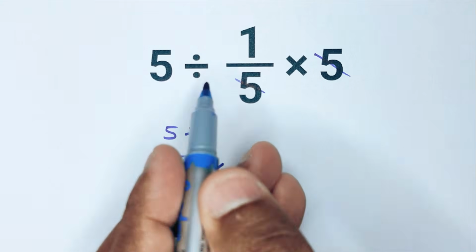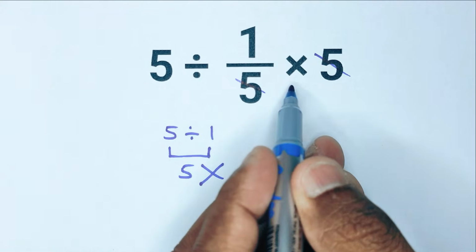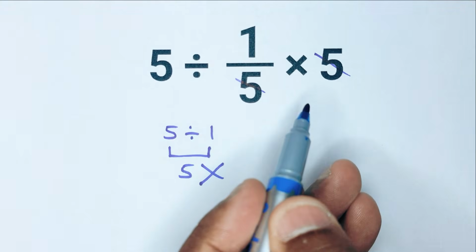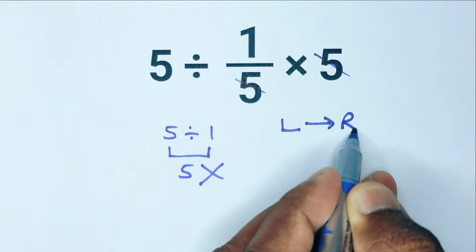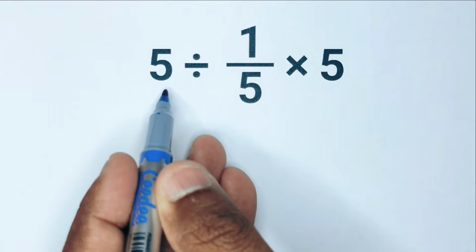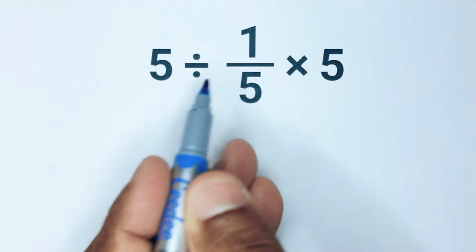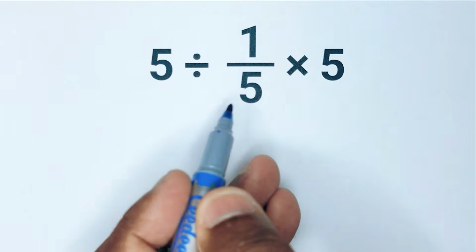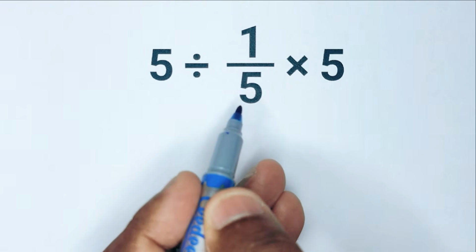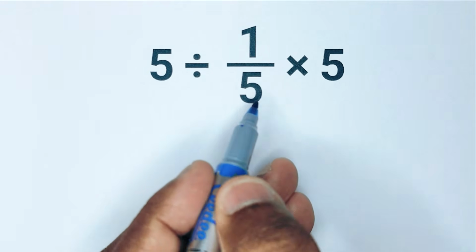In this expression, we have both division and multiplication. Since they have the same priority, we work from left to right. So first, we do 5 divided by 1/5. Dividing by a fraction is the same as multiplying by its reciprocal. In other words, we flip the fraction.